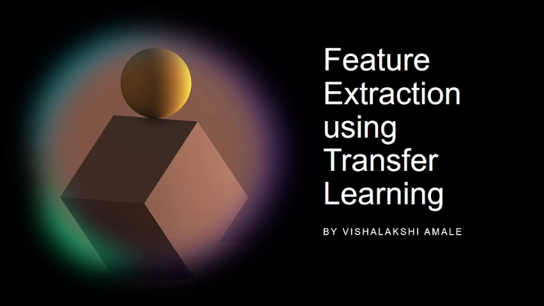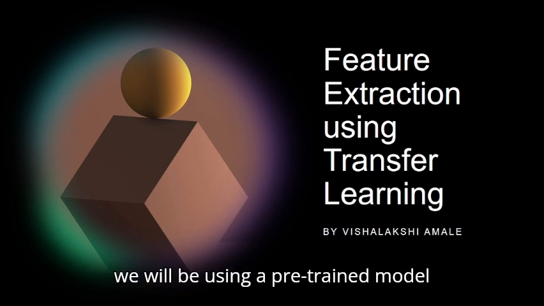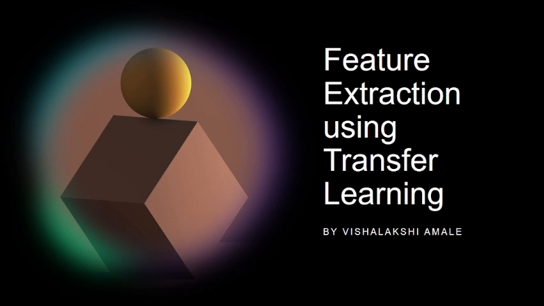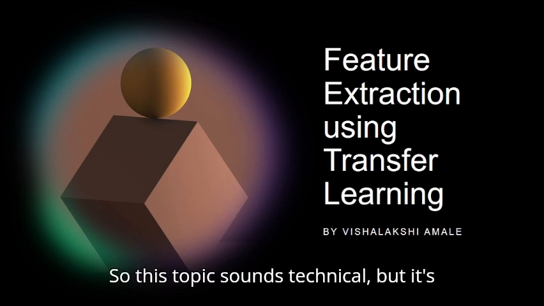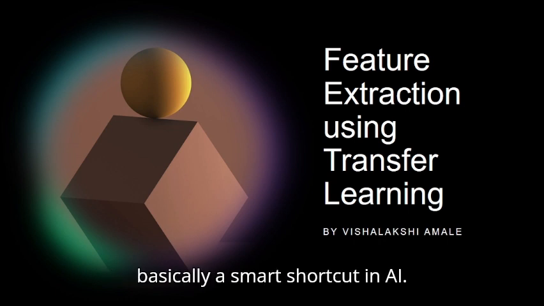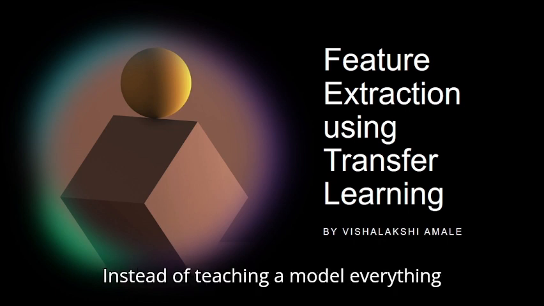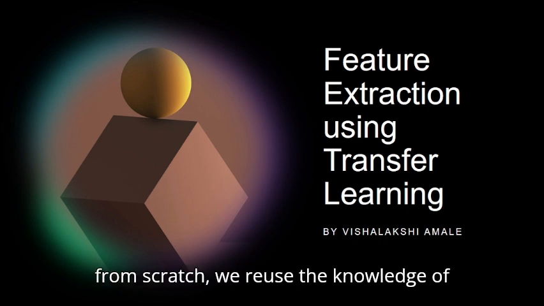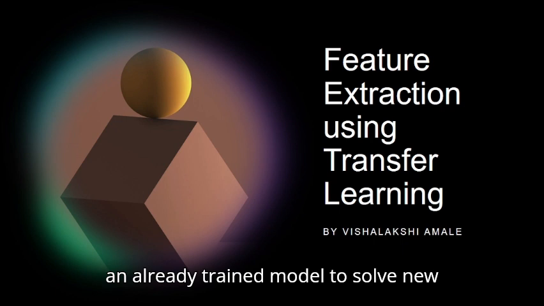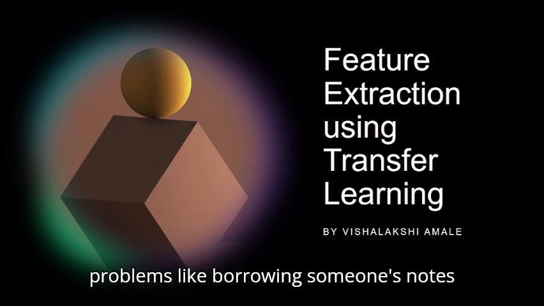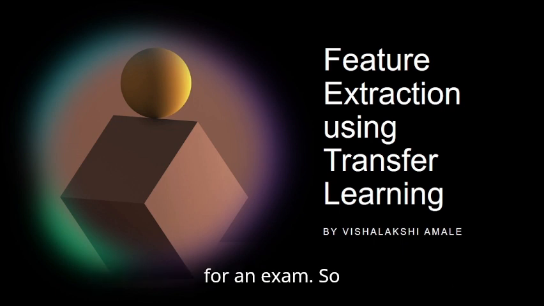Transfer learning means we will be using a pre-trained model on new problems for solving them. So this topic sounds technical, but it's basically a smart shortcut in AI. Instead of teaching a model everything from scratch, we reuse the knowledge of an already trained model to solve new problems, like borrowing someone's notes for an exam.